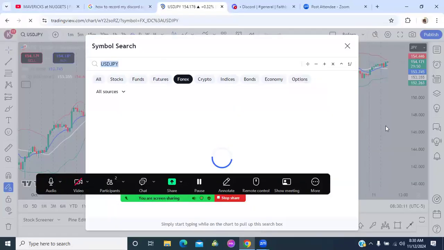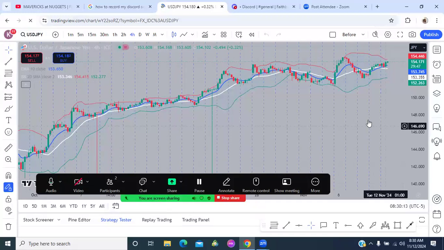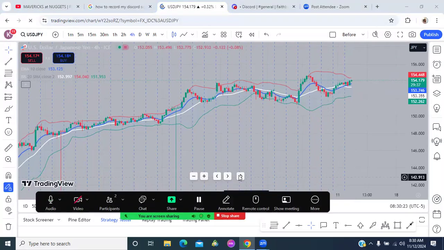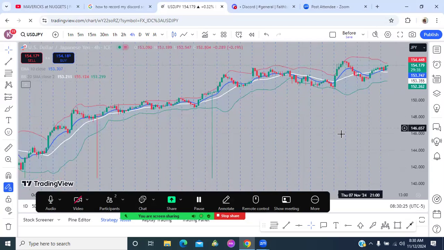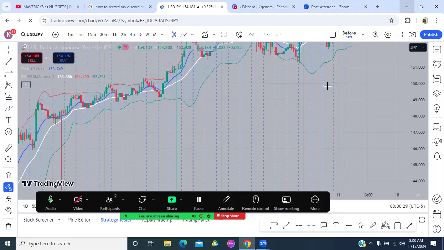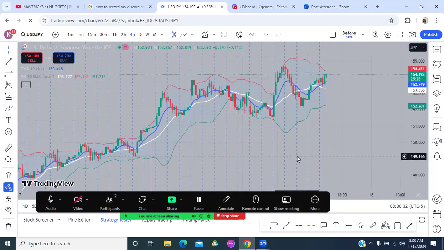Okay. So the chart finally loaded. Okay, guys, we're back on the chart. As we can see, move this out of the way. Back on the chart. Make this a bit wider so you guys can see. Okay. So we're back on the chart.